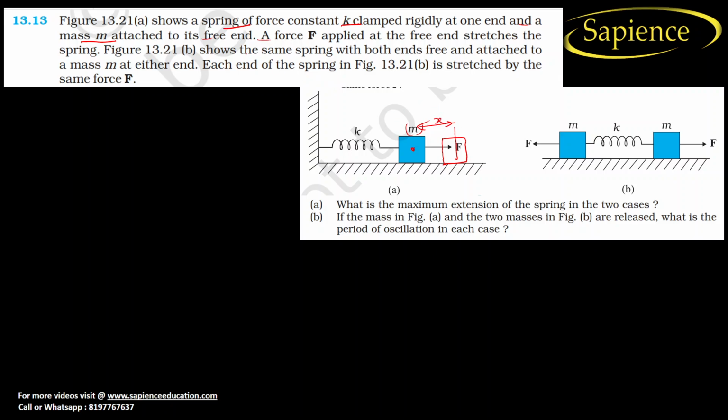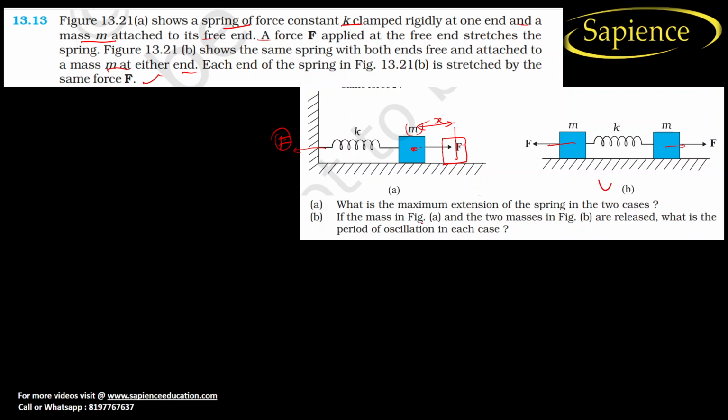Now, figure 13.21b shows the same spring with both ends free and attached to a mass m at either end, and each end of the spring is stretched by the force F. Here force is applied on both sides, while in the first figure only one side has force applied. It does not mean there is no force on the other side: the equal and opposite reaction force is applied in that direction.